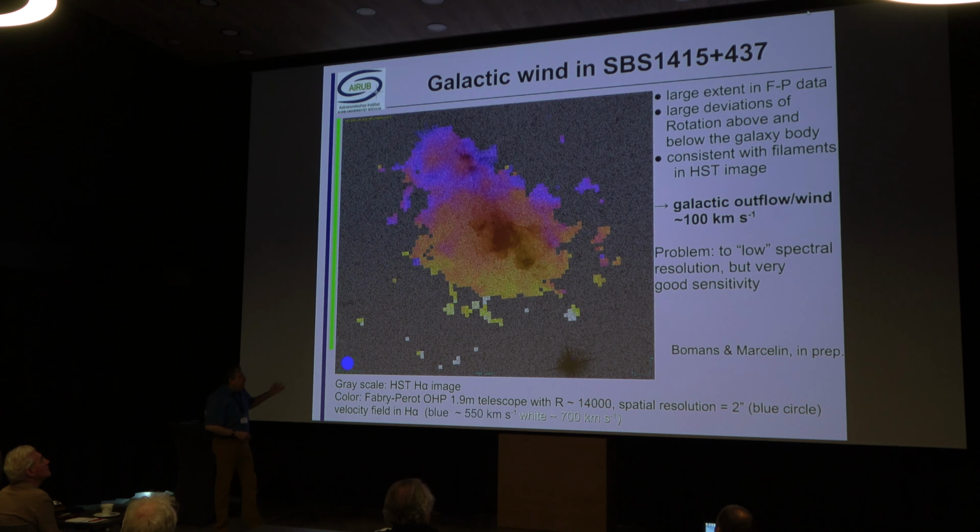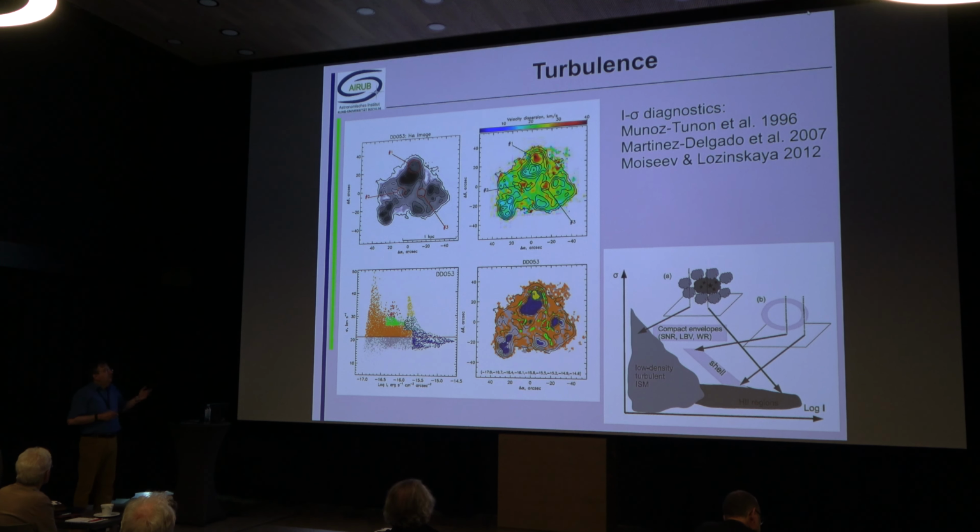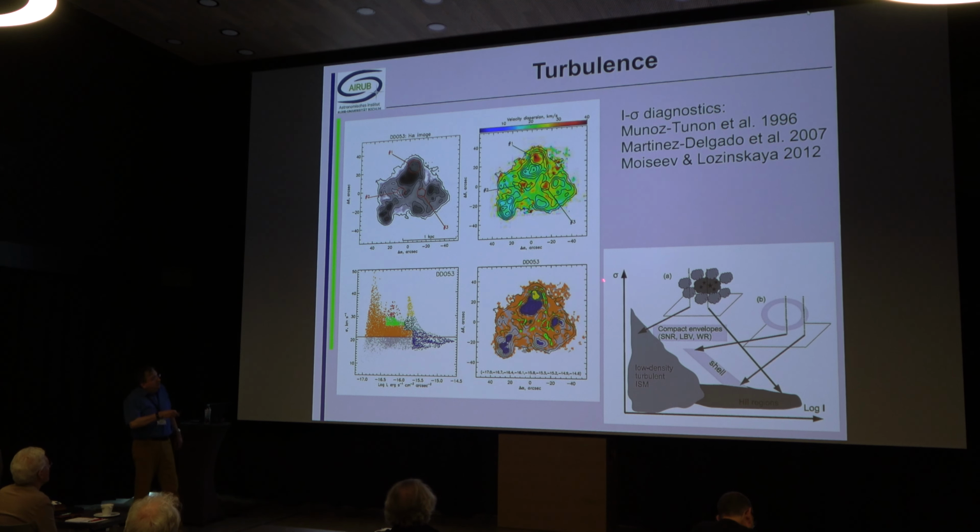This is another H alpha image. This time it's a classical H alpha image for NGC 1569, which is really bright in the sky, easy to get the spectrum. And then we can use pixel for pixel the way to look for turbulence. And depending on where in this diagram, this intensity and velocity or sigma of the line width, it is, we have different kinds of objects. So we have the normal turbulent ISM, we have H II regions, shells, and probably compact envelopes like supernova remnants or LBVs.